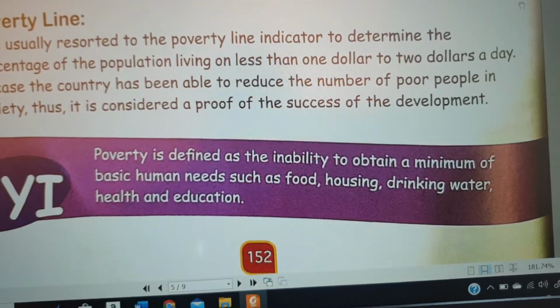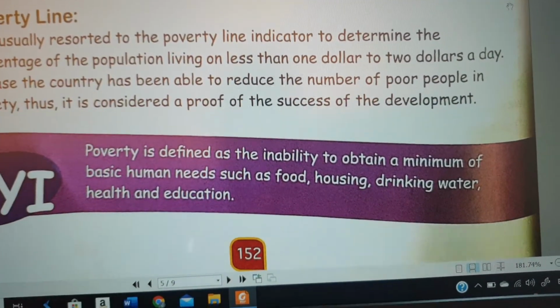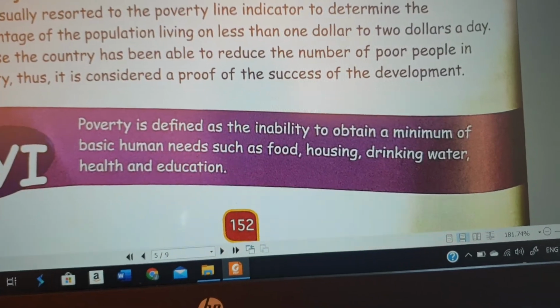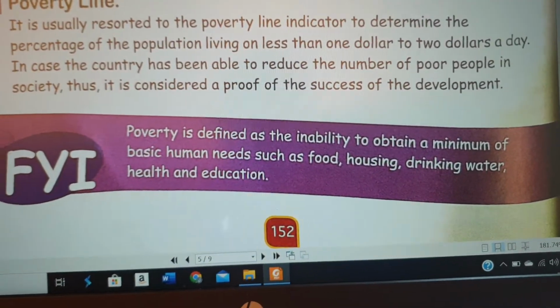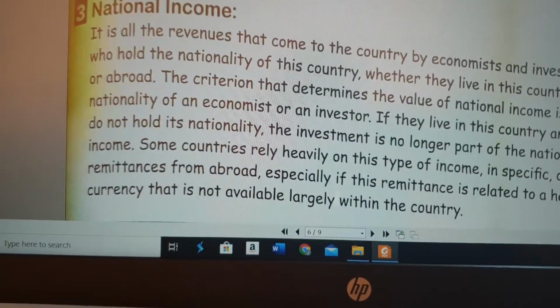If you want to paraphrase it in your own words, no problem. But this definition is very important. Okay, my friends? Let's go down.